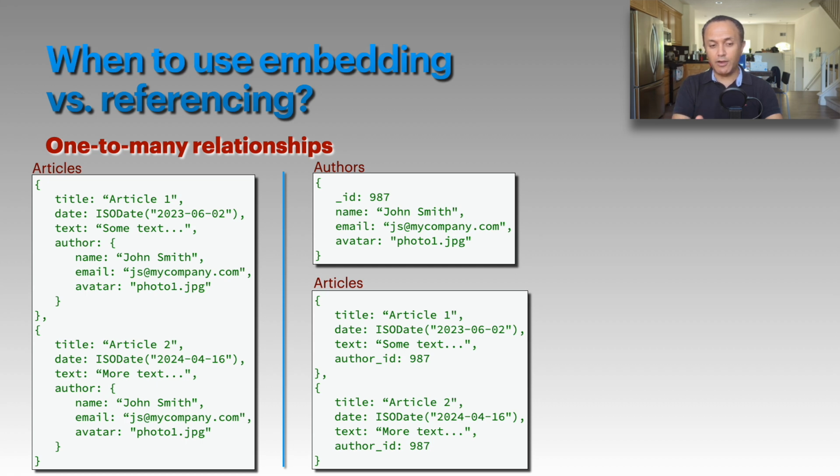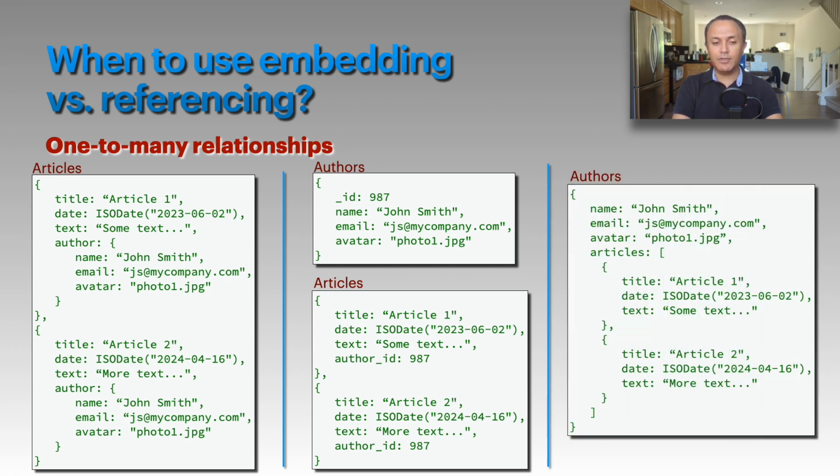A third way of organizing the same data is putting the author as the top level document and putting the articles as a nested array, right? Here you don't have duplication, and you also can read the author with the articles in one go. So this is a third way of representing it.